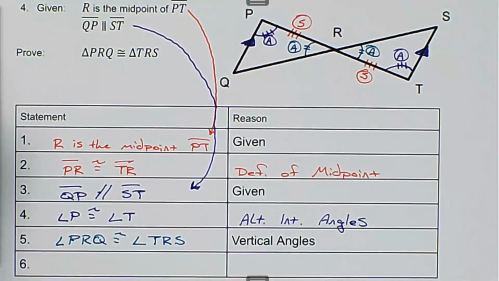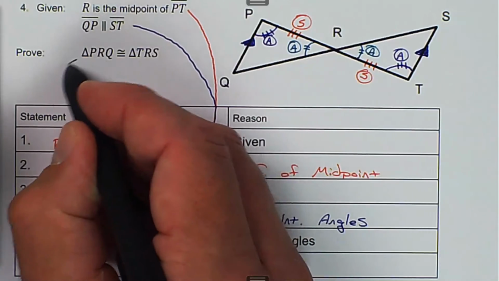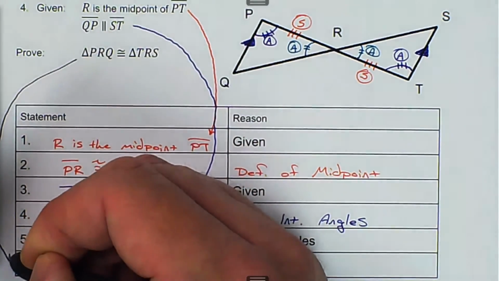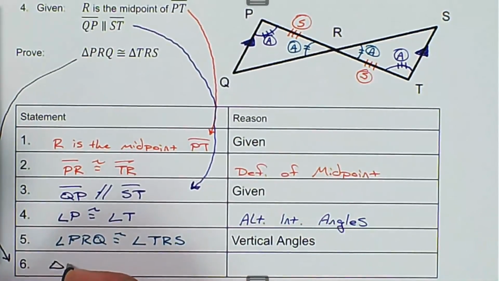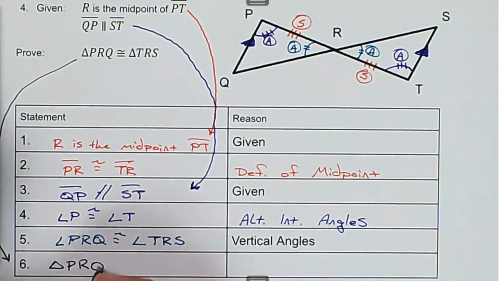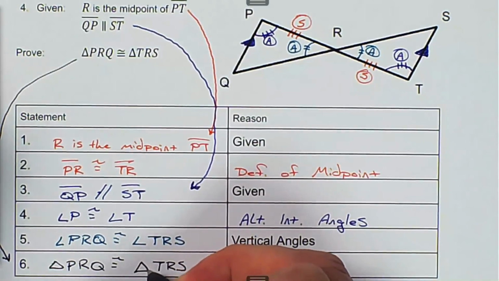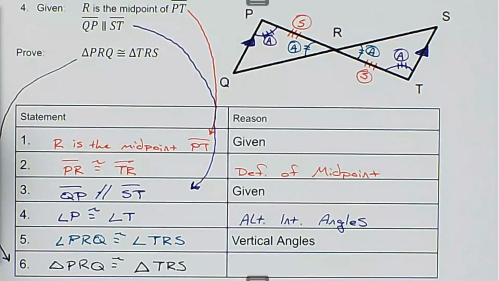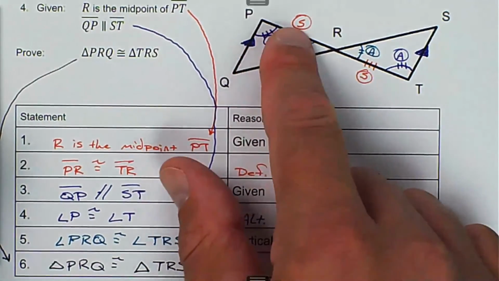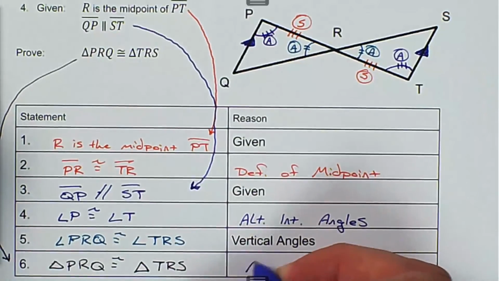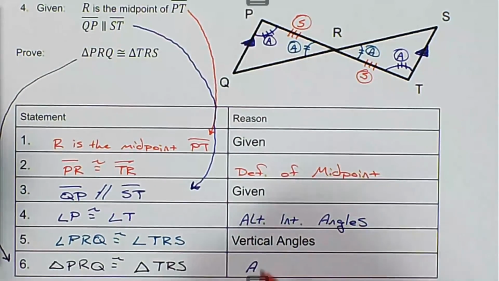And now we can do our last step here, which is say our prove, which always goes on the last line. And we can say triangle PRQ is congruent to triangle TRS. Oh, triangle, not angle. And why can we say that? Well, we have angle, side, angle. Angle, side, angle. And then we finish up with QED.